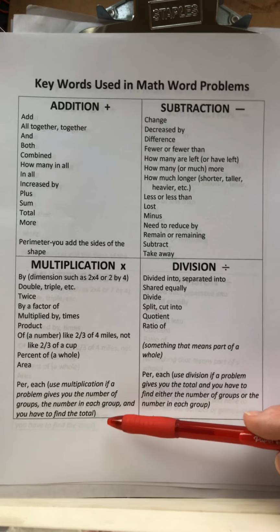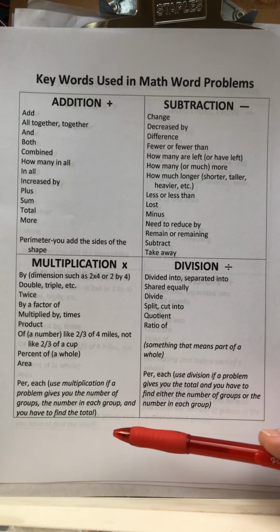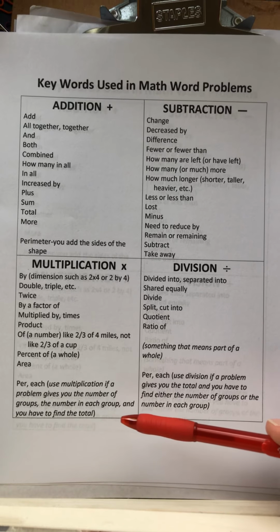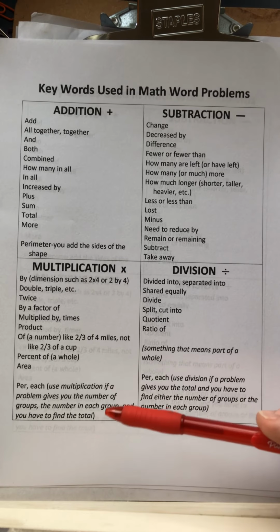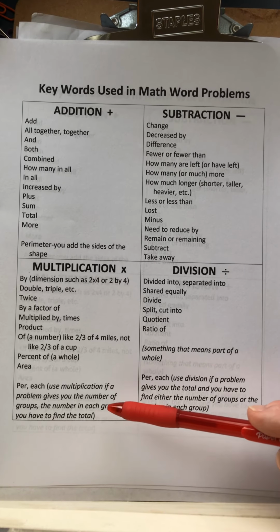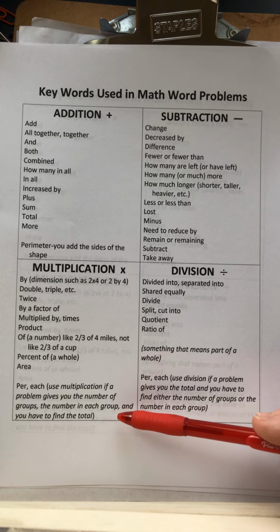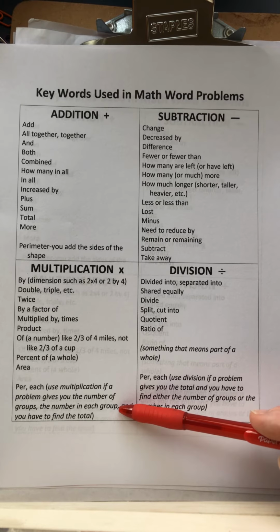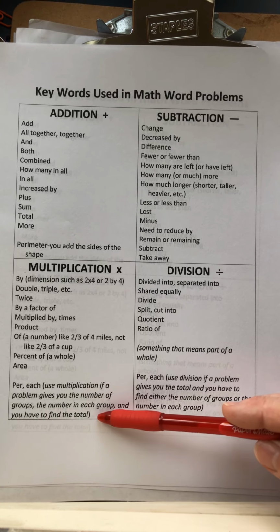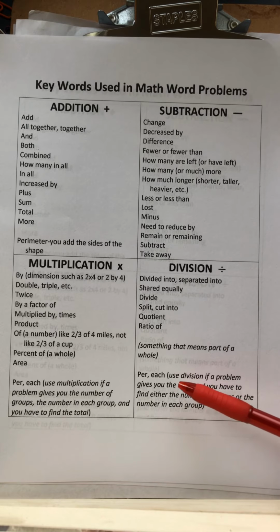Now, let's be careful of per and each, because sometimes that's going to be multiplication and sometimes it's going to be division. You're going to use multiplication if the problem already gives you the number of groups and the number in each group, and you're trying to find the total. It doesn't even matter which one means the number of groups and which one means how many in each group, as long as you can tell that you already have these two amounts and you're trying to find the total, put it all together. That would be multiplication. In division, it works differently.